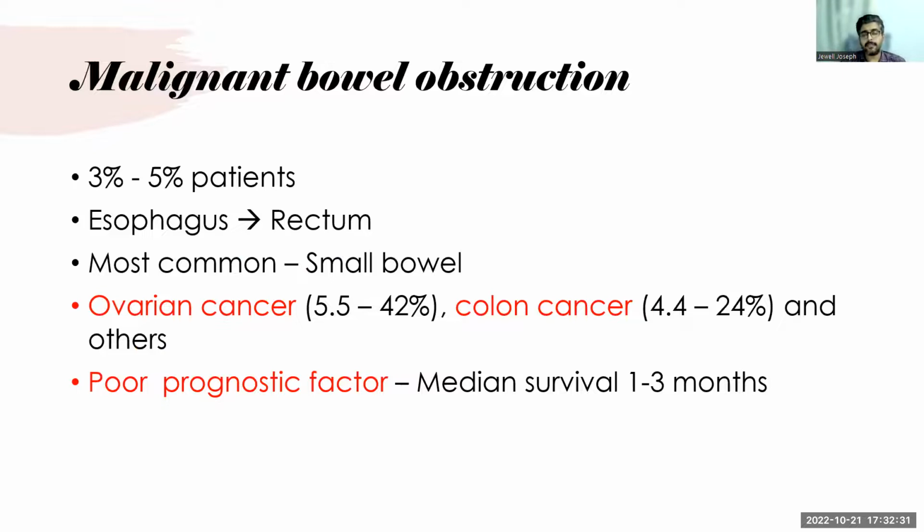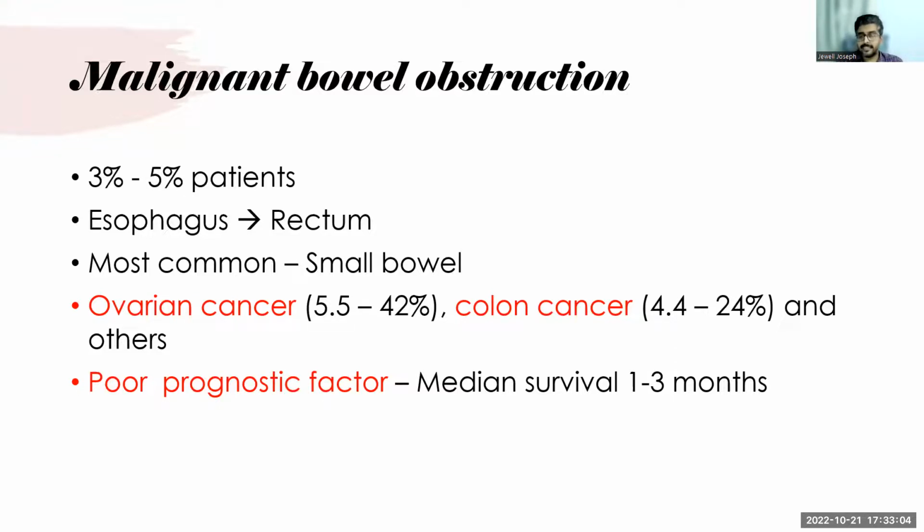So now we are coming to malignant bowel obstruction. Again, it occurs in 3 to 5% of patients. It can actually occur anywhere from esophagus to rectum. The most common site of malignant bowel obstruction is small bowel. Interestingly, the most common cause of bowel obstruction is not a bowel cancer itself. Ovarian cancer is the most common cause of bowel obstruction, because the peritoneal spread of ovarian cancer, transcoelomic spread that we have studied in our UG days, is very common in ovarian, followed closely by colon cancer and others.